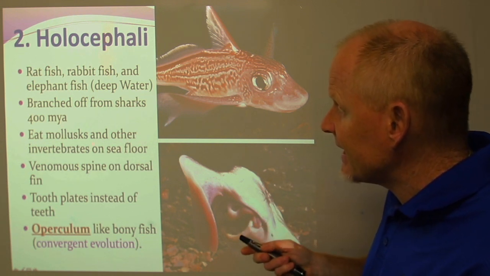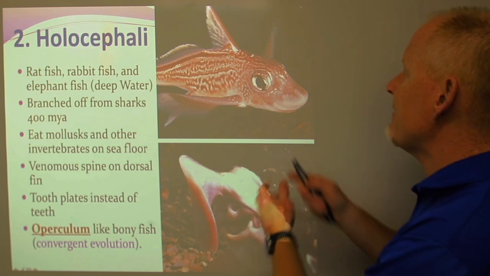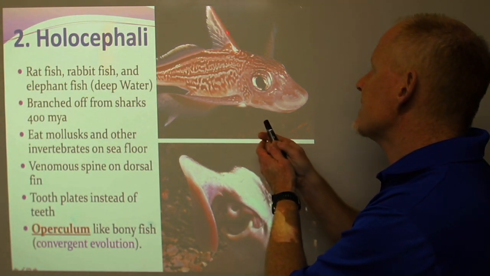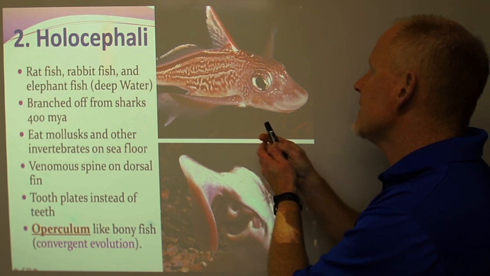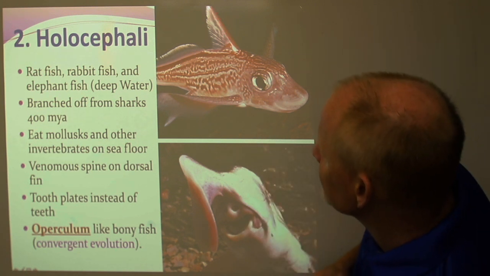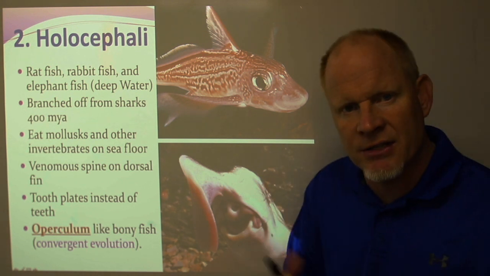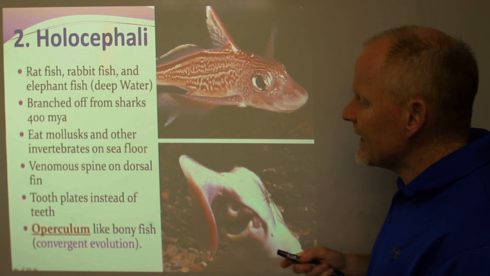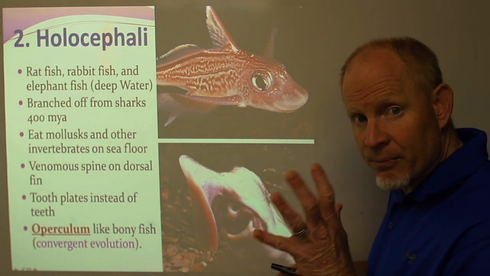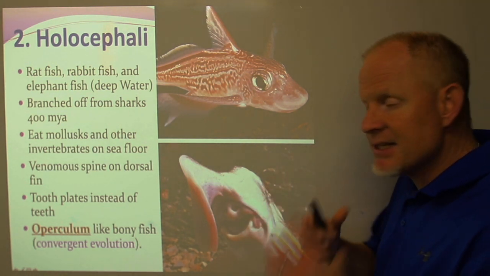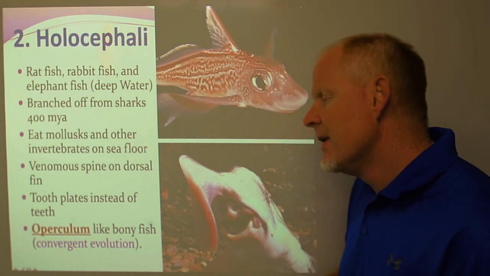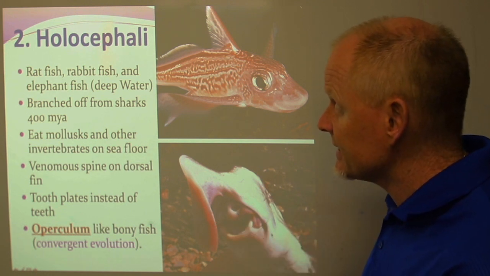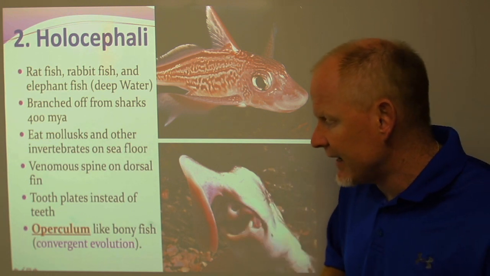Most of them eat mollusks and invertebrates on the seafloor, and some of them have a venomous spine. If you're following my pointer here on the top picture, a venomous spine that they can stick up that is hooked to a venom gland, and they can inject venom. And that venom usually causes some pain in the predator. The ones that don't have teeth replacement have plates that are actually in the mouth that are pretty similar to what you see in raisin skates. So that's holocephalia.